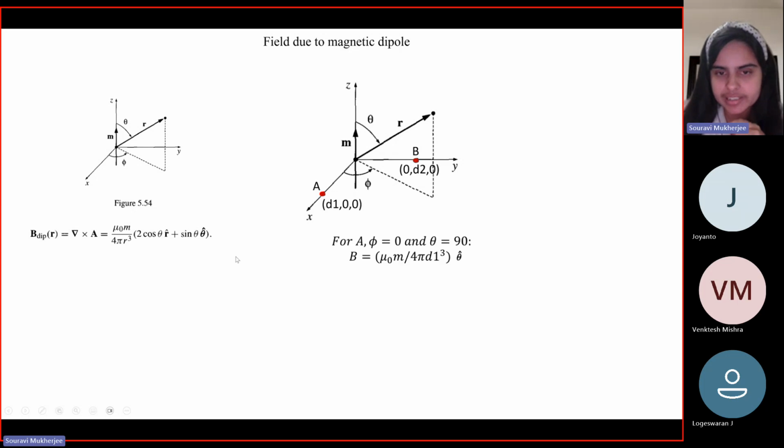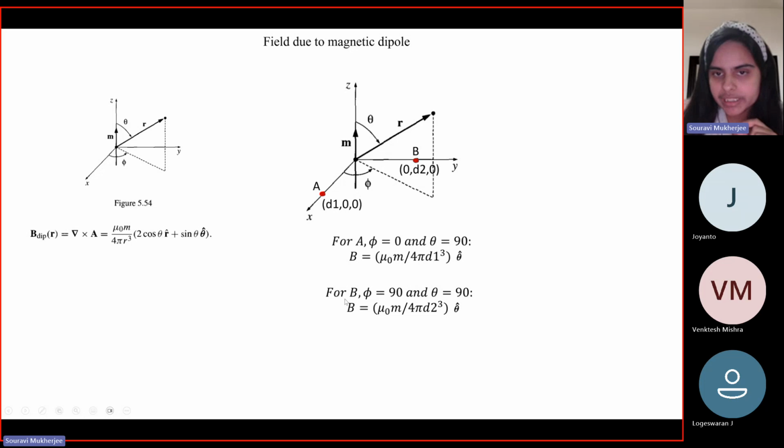Let us look at an example. Suppose you have this position and you ask what the field would be at this point A. As you can see here, phi goes to 0, since it's along x, and theta is 90. If you put these values into the expression, you get the magnetic field as mu naught m by 4 pi d1 cube, theta cap. So it's along theta.